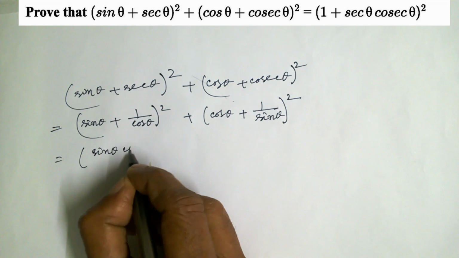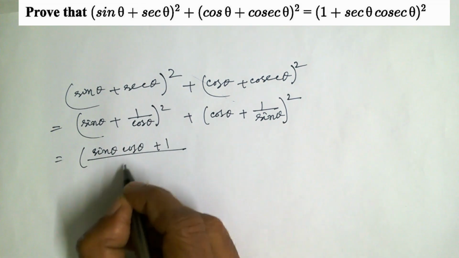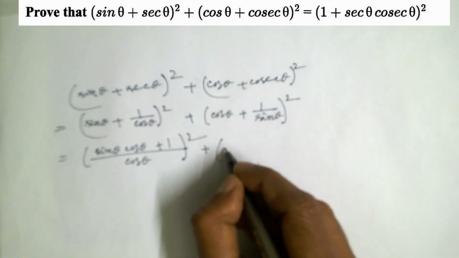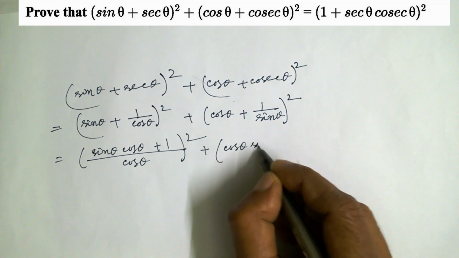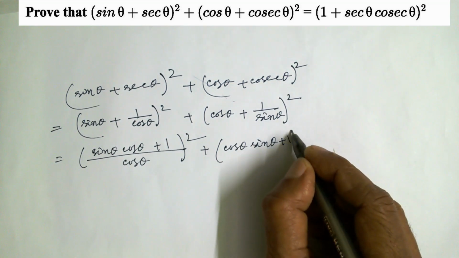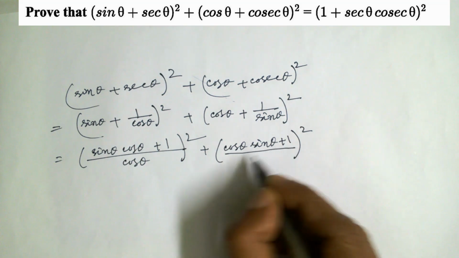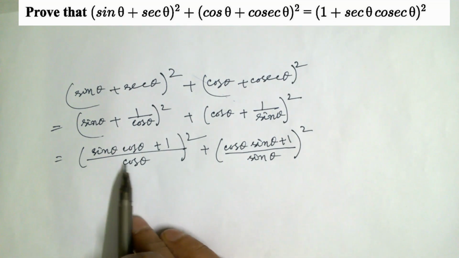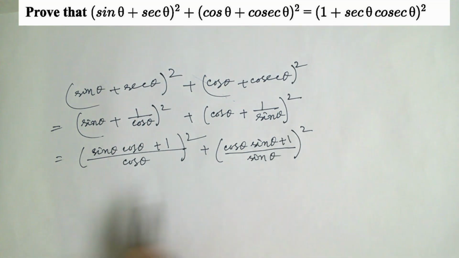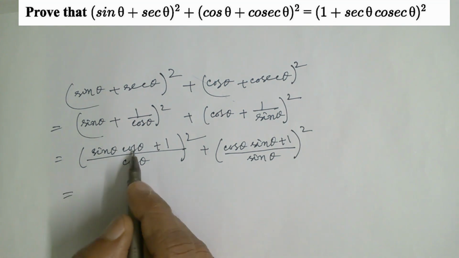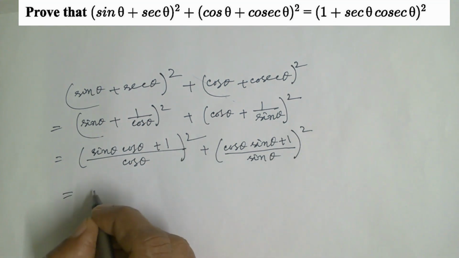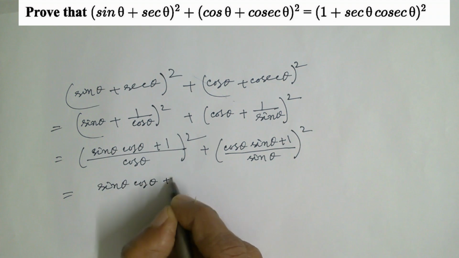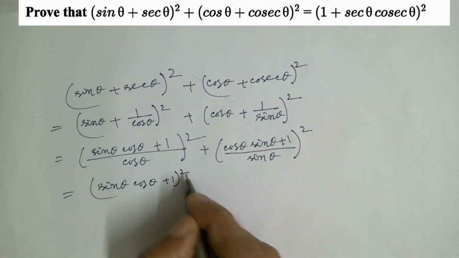Sin theta plus 1 by cos theta, that of whole square. Similarly, this term cos theta plus 1 by sin theta. See, in both cases, in the first term and second term, one sin theta cos theta plus 1 is common. So take out the common, (sin theta cos theta plus 1) that of square.